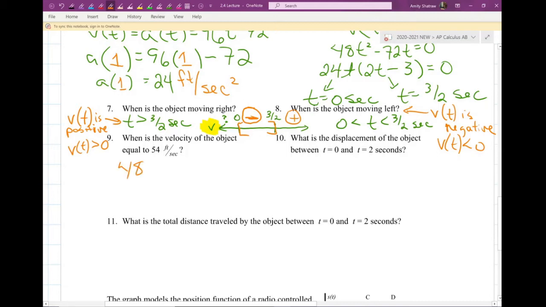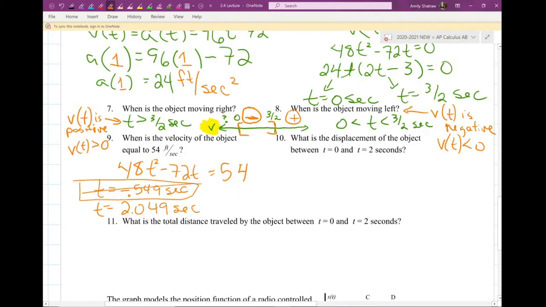You should write down 48t squared minus 72t and see when that equals 54. How do I do that? I'm going to say that t equals negative 0.549, and remember your seconds here, and t also equals 2.049 seconds. And again, this answer is extraneous. You don't have to write it. Just like we could check to see what's happening at negative time for the problem above, if we get an answer that doesn't make sense in the context of a real world problem, then we just leave it off. There's no such thing as negative time here.